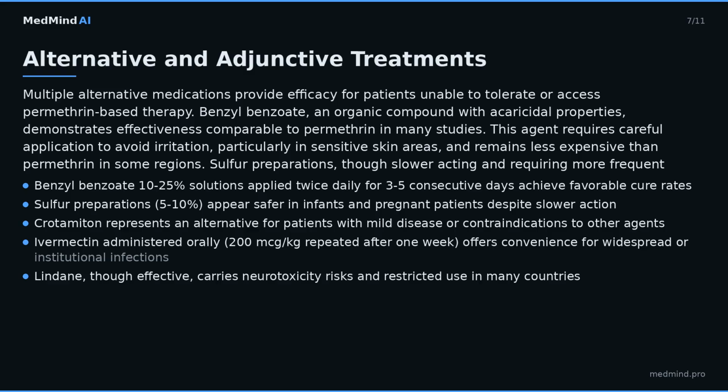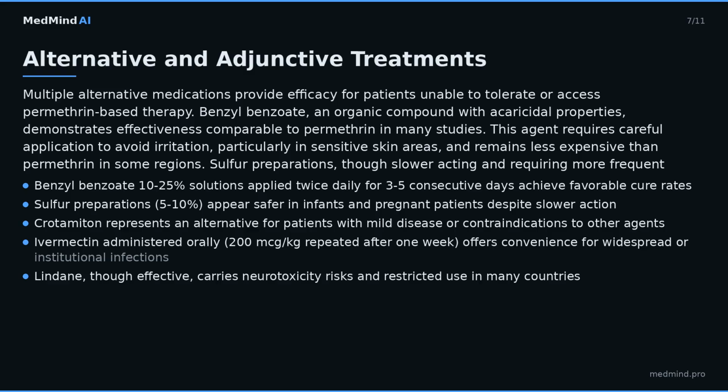pregnant women. Oral antiparasitic medications provide convenient alternatives for patients unable to comply with topical regimens or those with extensive disease burden. Systemic agents may prove particularly valuable in institutional settings where rapid disease control prevents ongoing transmission among multiple residents. Key points: benzyl benzoate 10 to 25% solutions applied twice daily for 3 to 5 consecutive days achieve favorable cure rates. Sulfur preparations, 5 to 10%, appear safer in infants and pregnant patients despite slower action.